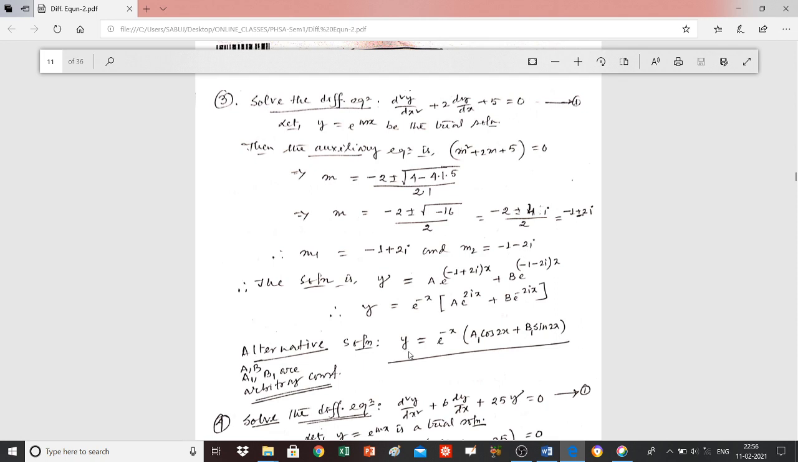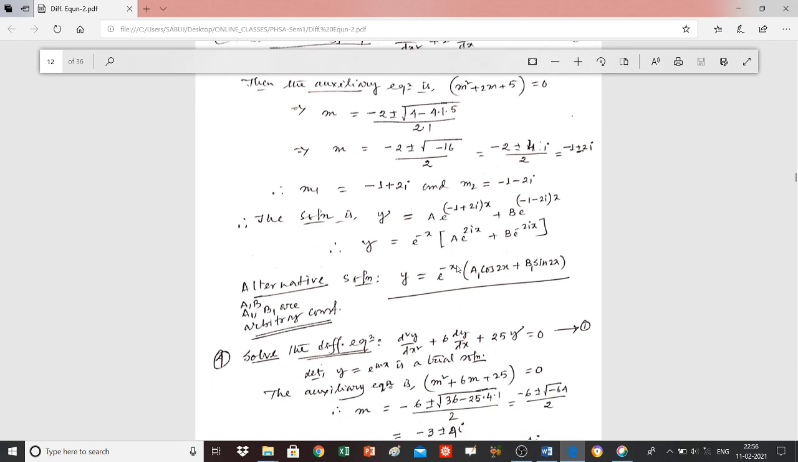So the solution will be y is equal to e to the alpha x. Alpha is equal to minus 1, so e to the alpha x means e to the minus x. Then constant a1 cos beta x. Beta in this case is 2, so 2x, then another constant b1 sin beta x. Beta in this case is 2. So y is equal to e to the minus x, a1 cos 2x plus b1 sin 2x. This is an alternative solution of the given equation, where all these a's and b's are constants.